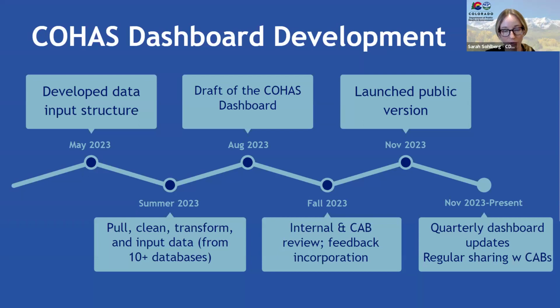And throughout the summer and fall of 2023, we shared the draft of the dashboard with both internal and external stakeholders and collected and incorporated verbal feedback as well as feedback submitted through email or an anonymous Google form that we provided to anybody reviewing. And in November of 2023, we launched the public dashboard and have been updating it quarterly since then with new data. We regularly disseminate this tool through email newsletters that go out to interested members of the community, as well as a public link on our website and regular standing meetings with a few of the community advisory boards.